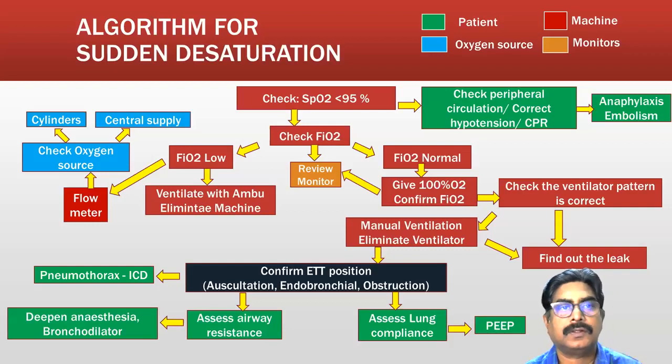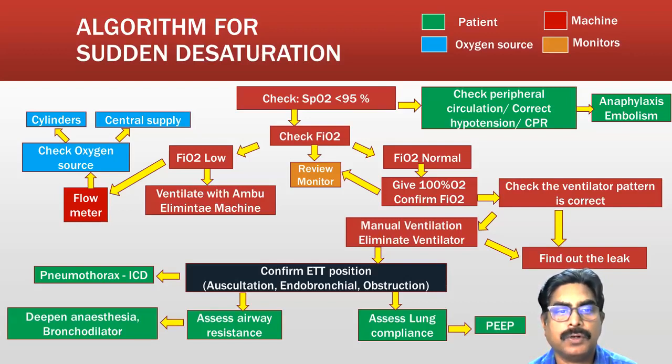So there is an algorithm. By using this algorithm, you can come to a diagnosis of hypoxia, what is the cause, and you can rectify it within 3 minutes. So according to this algorithm, first check the SpO2. If it is less than 95%, check the FiO2.